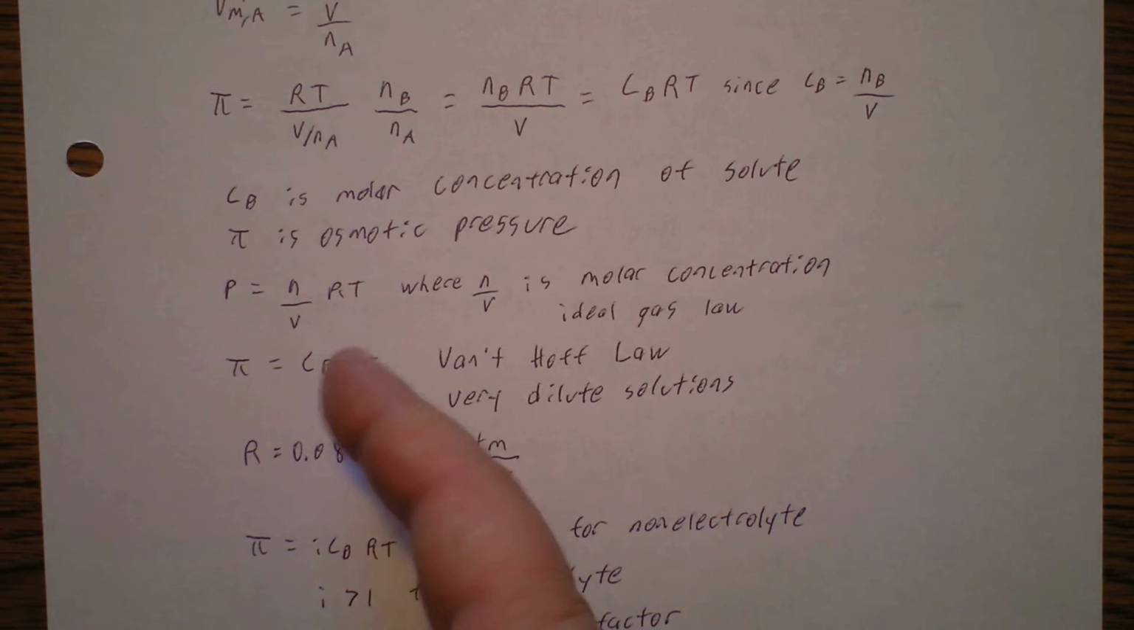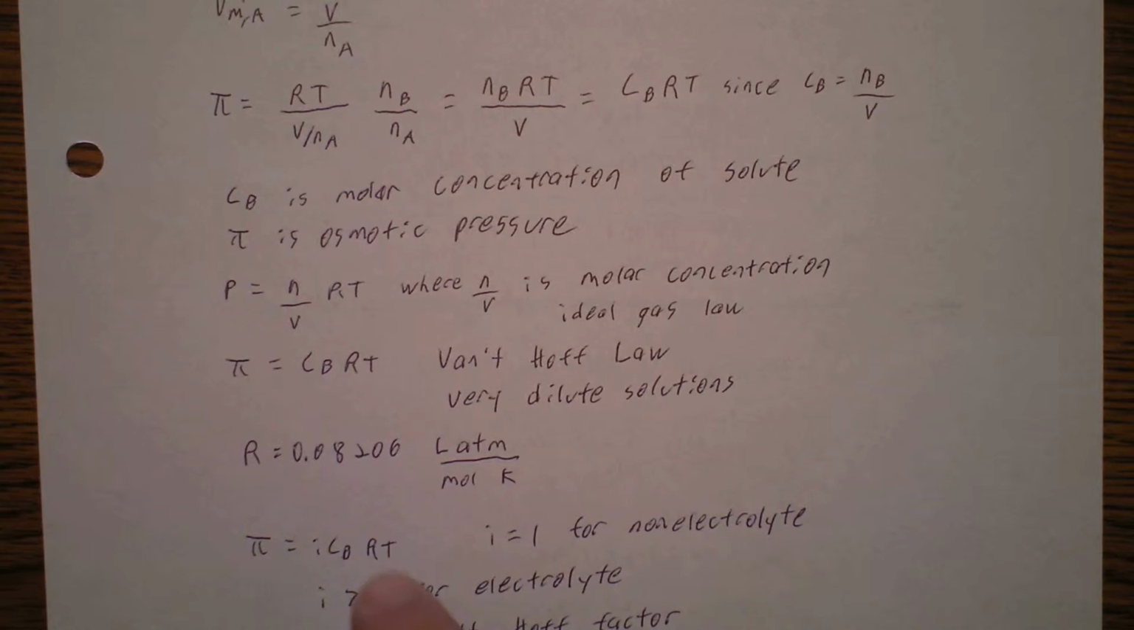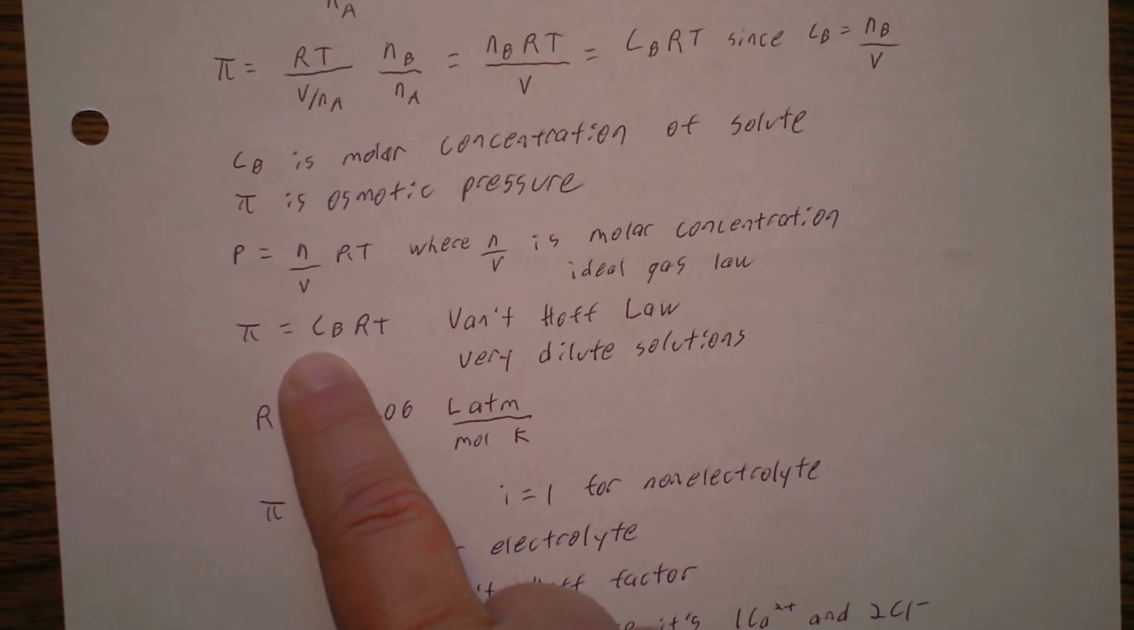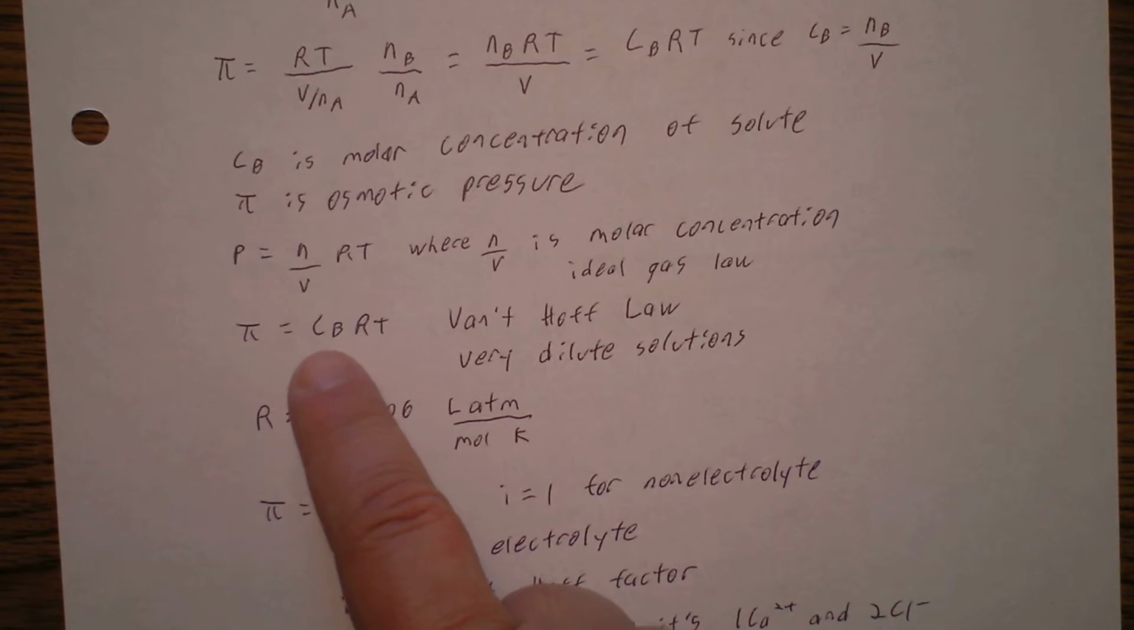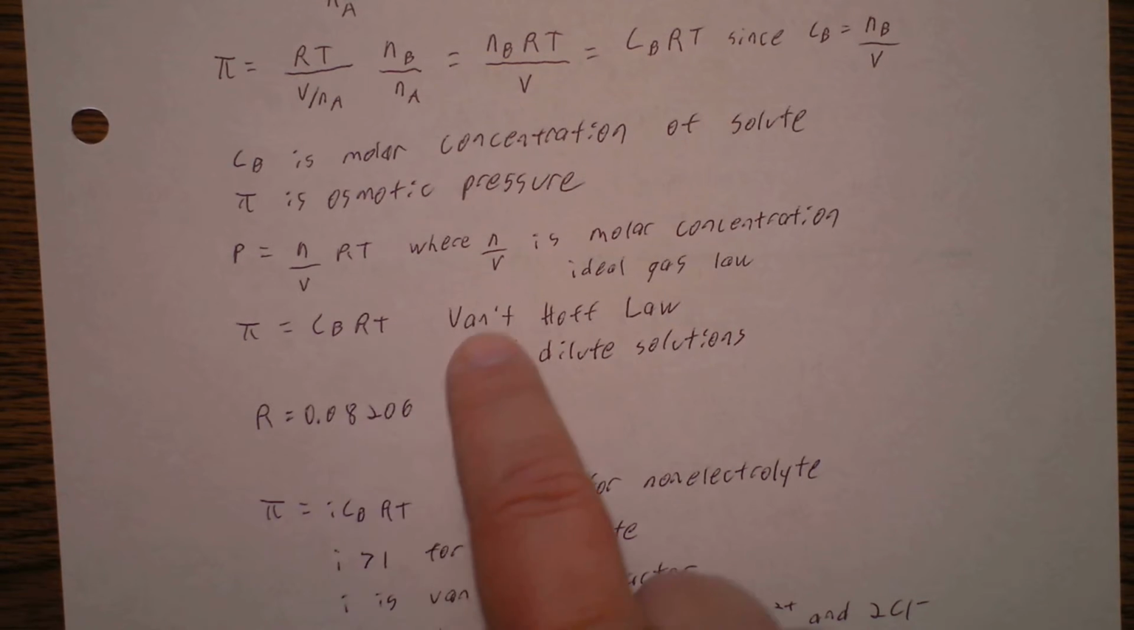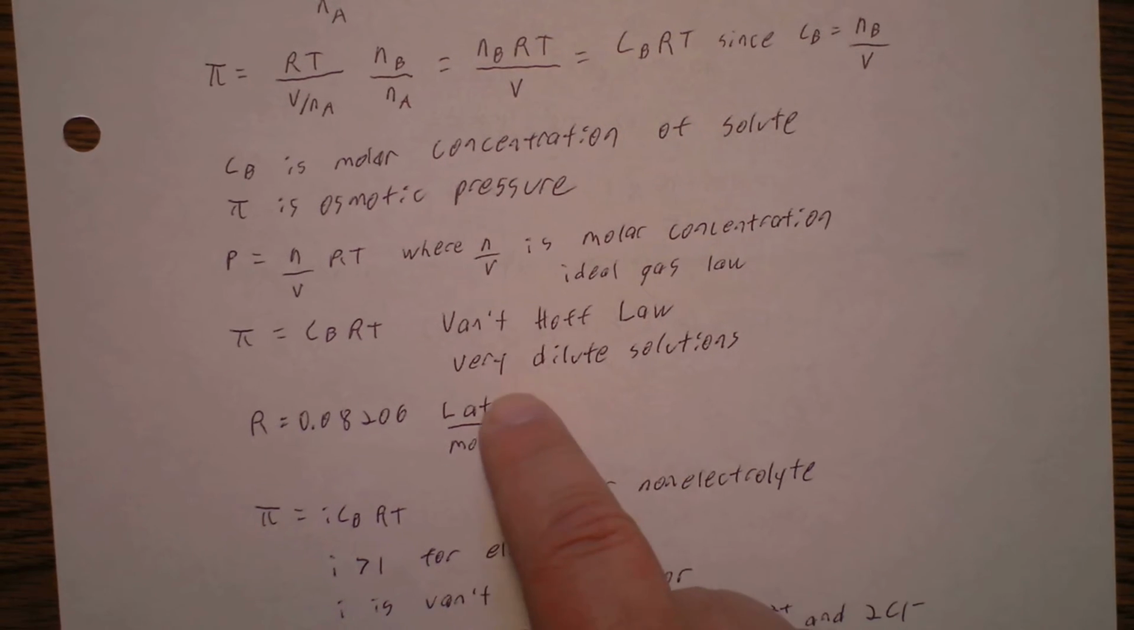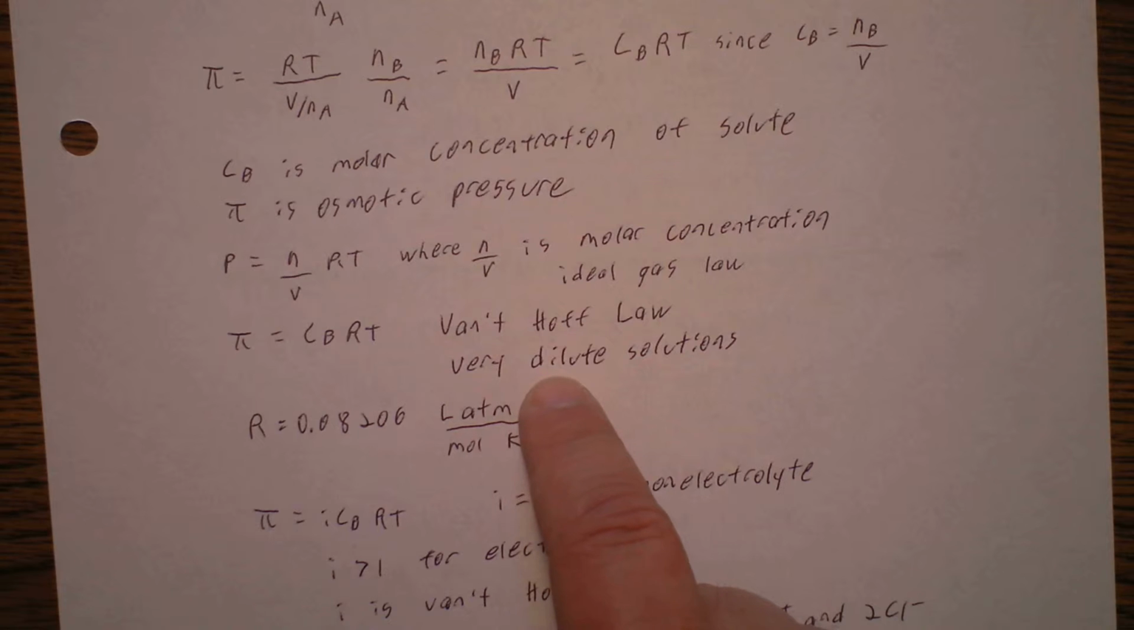And remember, N divided by V is just the molar concentration. This is just like the ideal gas law, but for this liquid form, pi is equal to the concentration of B times RT. This is called the van 't Hoff law. And this is only true for very dilute solutions because of those approximations we made about volume and so on.